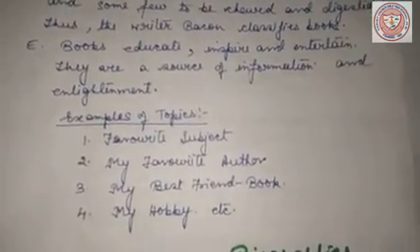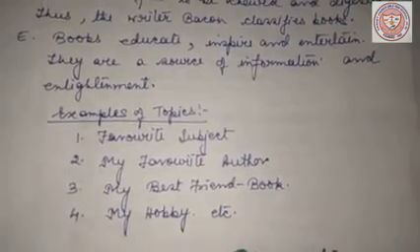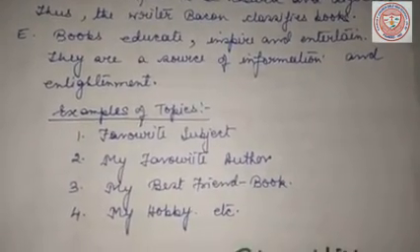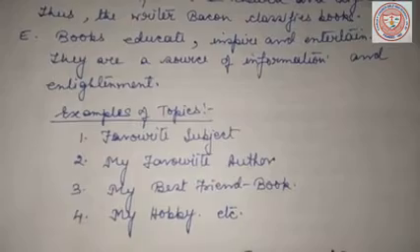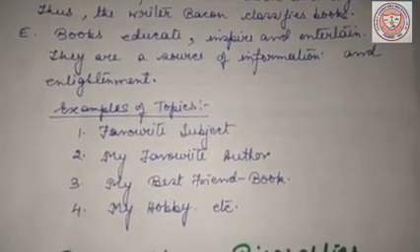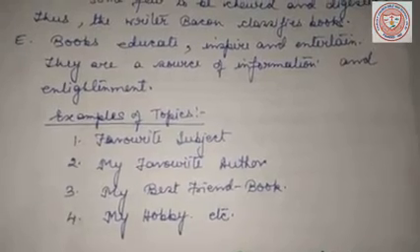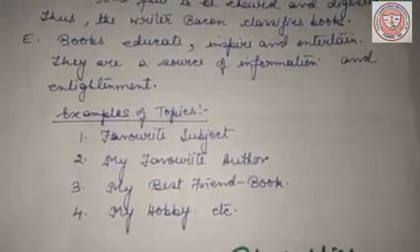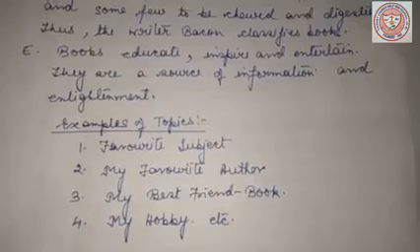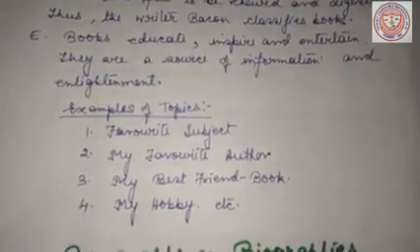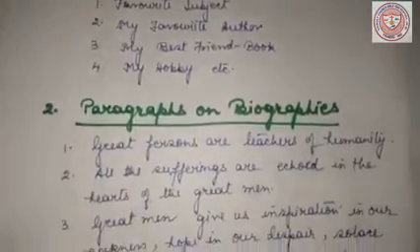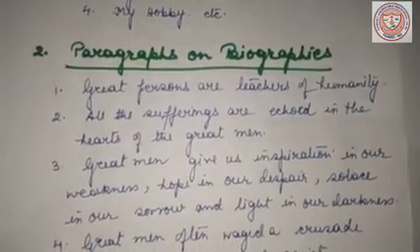So in this category, we can find certain examples. Number one is favorite subject. Number two is my favorite author. Number three is my best friend, that is book. And number four, my hobby, etc. So such can be some examples on this topic. Let us find out paragraphs on biographies.